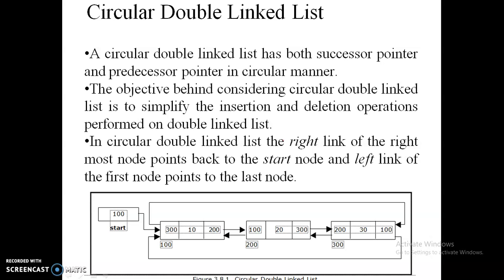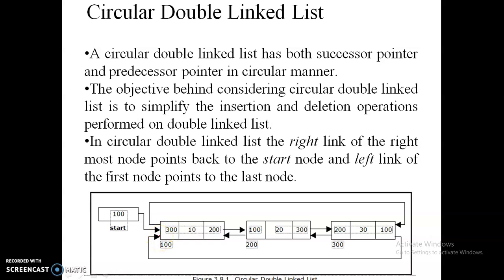We know that in a circular linked list, the last node's next is the first node, or the first node's previous is the last node. In a general circular single linked list, we have the last node next as the first node. But in the double linked list, the first node previous is the last node and the last node next is the first node. So here the two-sided pointing will be done. The last node next we need to make the first node, and the first node previous the last node. Then only it becomes a circular double linked list.